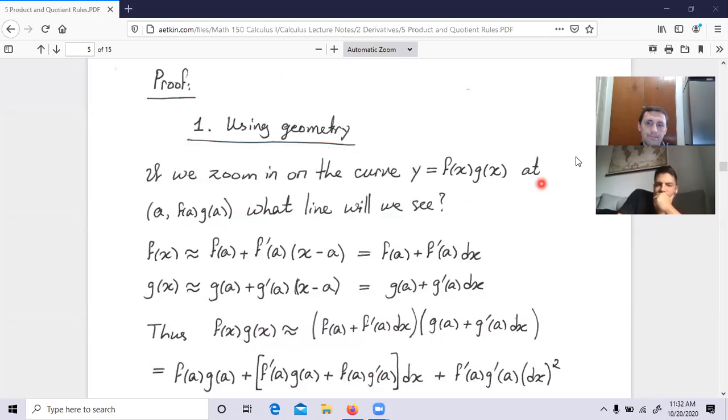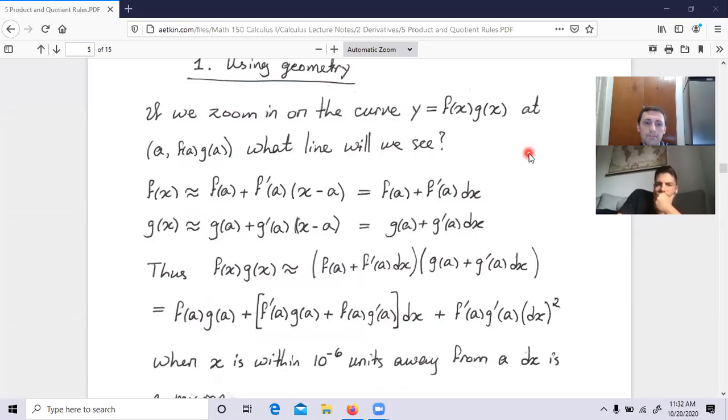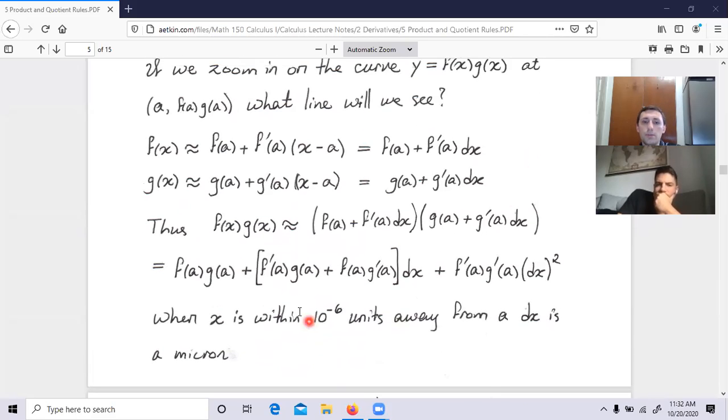All right. Let me help you with that. When I zoom in, imagine that I see x within 10 to the minus 6. The units here, let's say, are meters. 10 to the minus 6 meters, what scale is it? It's a micrometer. It's one millionth of a meter, guys. Do you know what a micrometer is? It's something that you cannot see with your eyes. If I draw two points that are within 1 micrometer, you will not see anything.